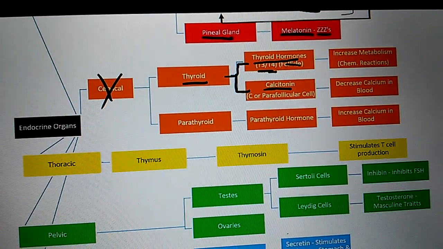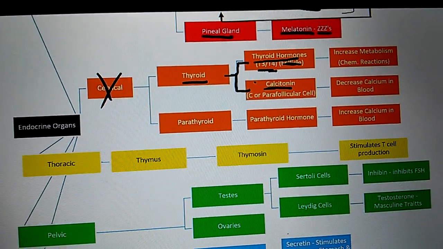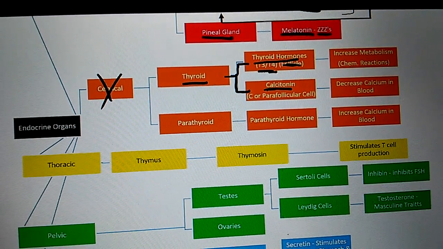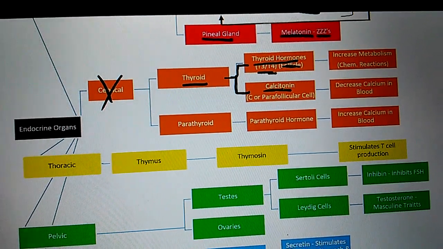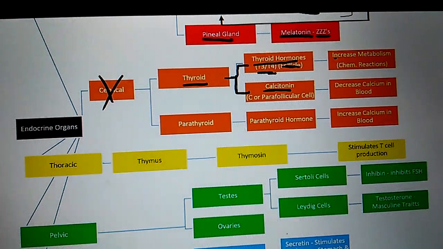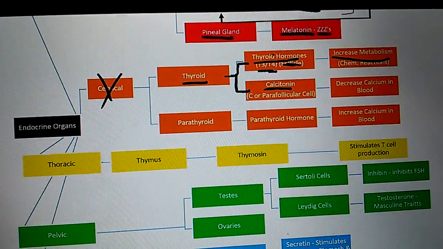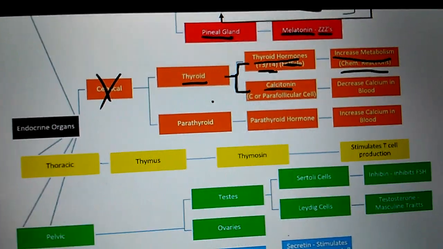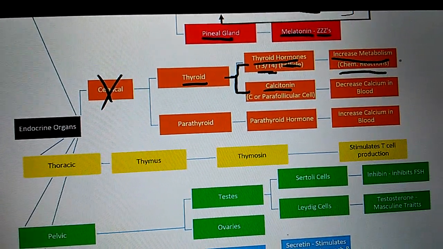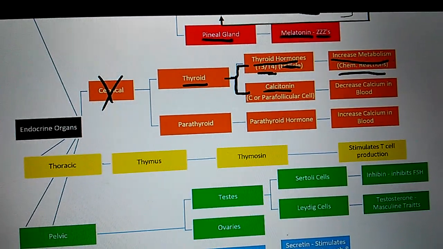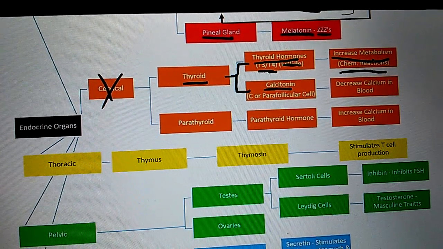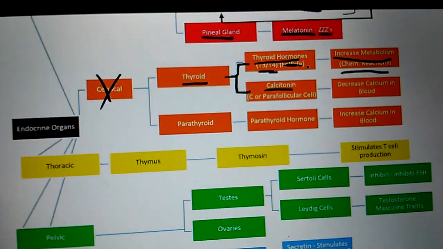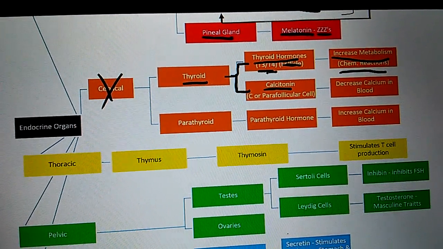Okay, I'm not that concerned about the follicle right this second. So name the thyroid hormones: T3 and T4. What is the function of T3 and T4? Increases metabolism, or increased chemical reactions, or increased metabolic reactions. It's the same thing. What increases metabolic reactions? Thyroid hormones. What are the thyroid hormones? T3 and T4.